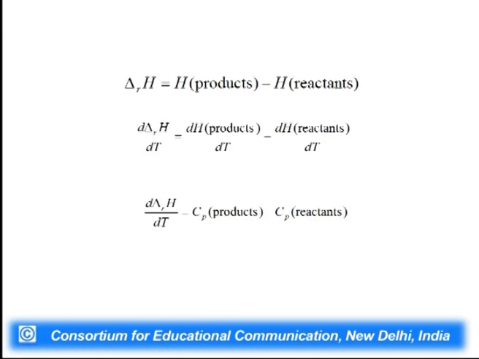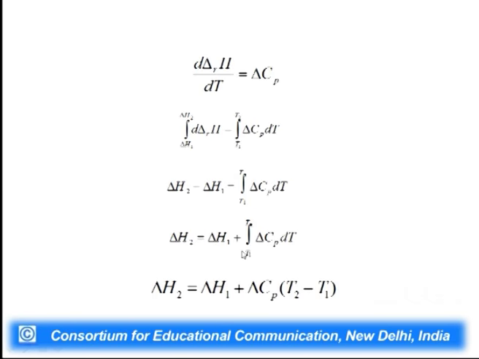So, what is Kirchhoff's law? We know that delta H of reaction is H product minus H reactant. So, d delta H of reaction by dT is equal to dH product by dT minus dH reactant by dT. So, what is dH by dT? We have already seen that at constant pressure this is equal to Cp. So, we can simply write Cp product minus Cp reactant. Now, we can bring this dT to this side, and we can calculate delta H at two different temperatures.